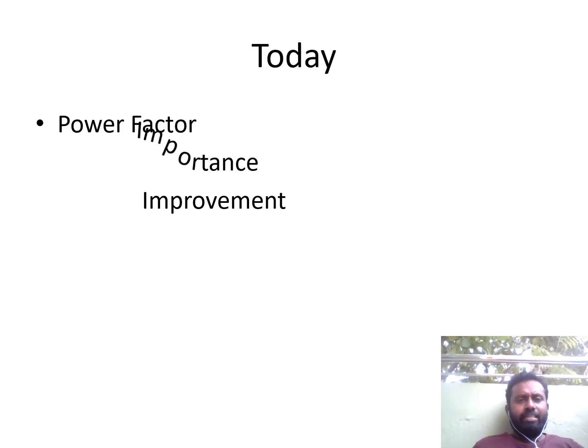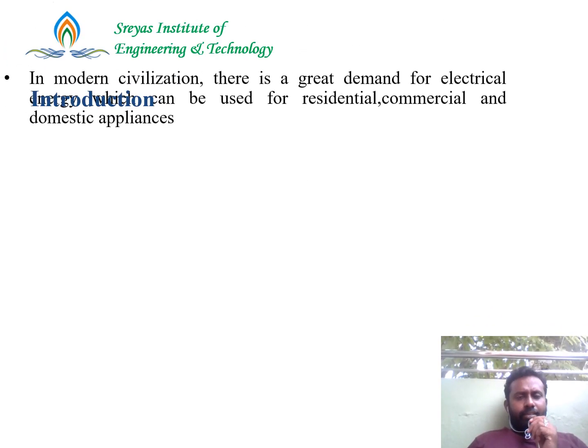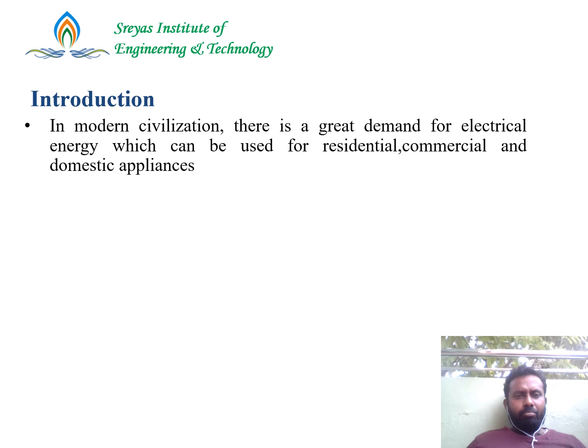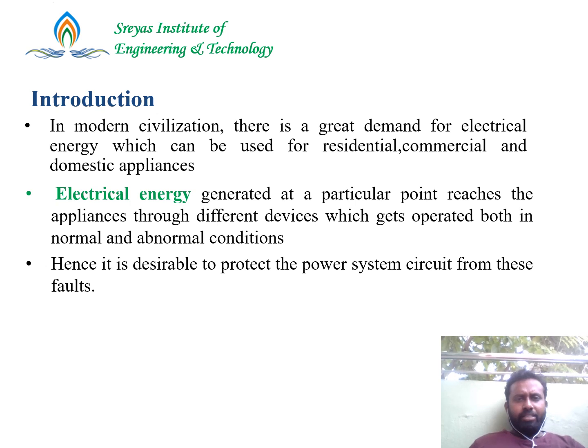we'll see the introduction of what an electrical installation actually means, or what are the different parts or different equipments that are present in a switchgear. In modern civilization, there is a great demand for electrical energy which can be used for residential, commercial and domestic appliances. As you know, electrical energy generated at a particular point reaches the appliances through different devices. There are many substations, many generating stations, many equipments that are present, so you have to know that this electrical energy that's generated is passing through so many things.